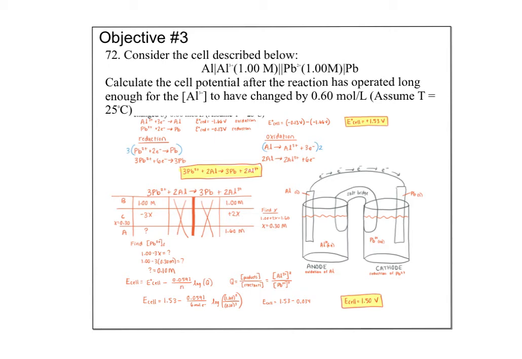Okay, so the first thing is I have to write both of these half reactions as reductions. To figure out the reduction, we know we are gaining electrons, right? Gain electrons, reduction. So I take my Al3+ plus 3 electrons to make neutral.